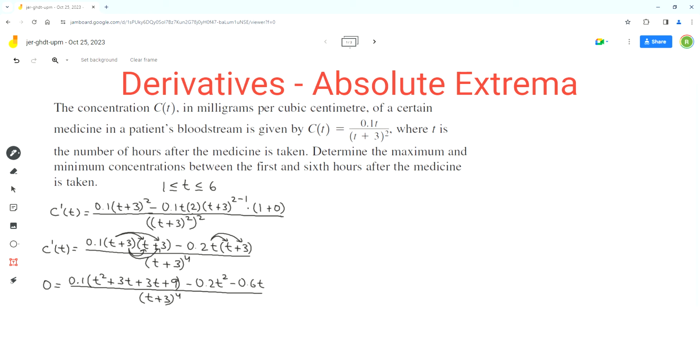Now in the next step, we can cross multiply the denominator, so that the denominator will go away, because 0 times the term will be equal to 0. So we get 0 equals, and in the numerator we can distribute the terms in the parentheses. So 3t plus 3t will be 6t, and we can also distribute the 0.1 into the parentheses.